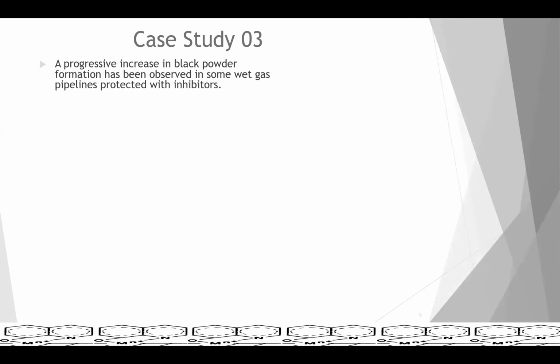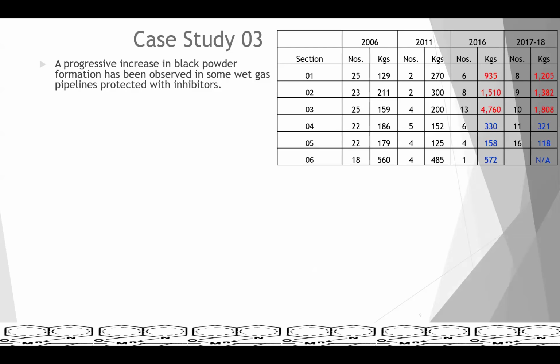Case study 3. Again, in a particular wet gas pipeline operation, some sections of the pipelines, some pipelines were seeing progressive increase of black powder formation. Again, this was a series of wet gas pipelines, and they were all protected by corrosion inhibitors.